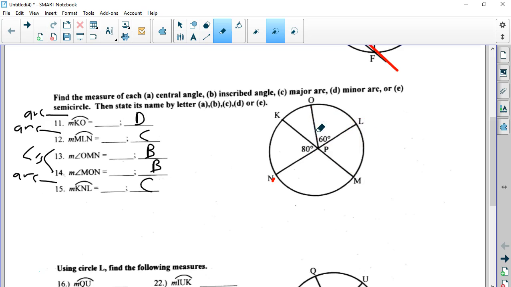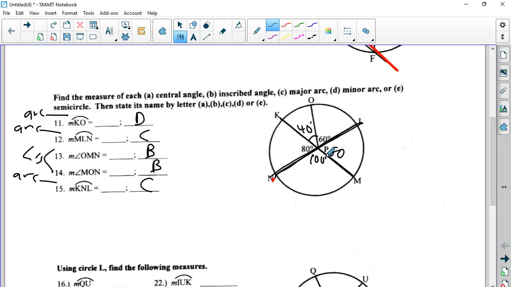Now, let's do the math. First off, 60 plus 80 is 140, which means this angle right here needs to make that semicircle, so that's 40 degrees right there. Now going this semicircle, 60 plus 40 is 100, which means this is 80. And again, since this is a semicircle, this is 100. There's all my numbers that I need.